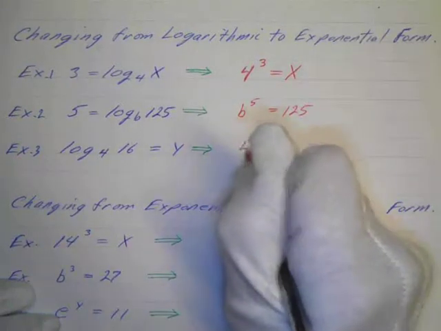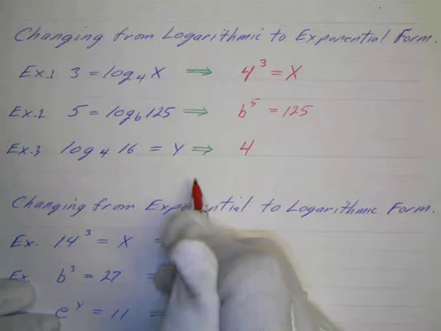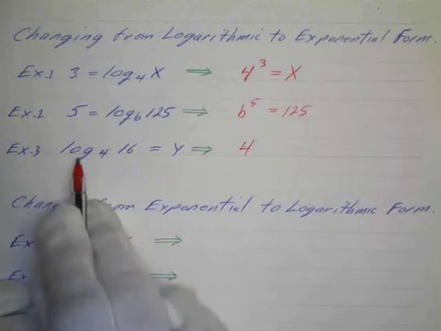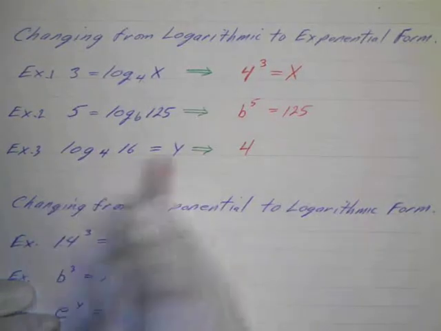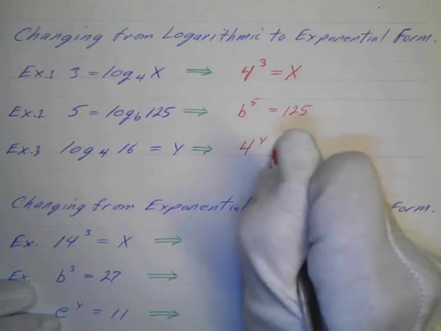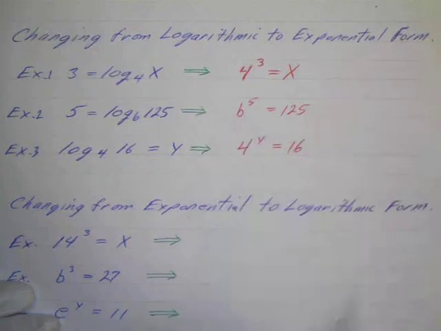What's my base? 4. What's my exponent? y. I reversed these around. Log to the base 4 of 16 equals y. So this is my base. This is my exponent. And there's my answer, 16. Okay?